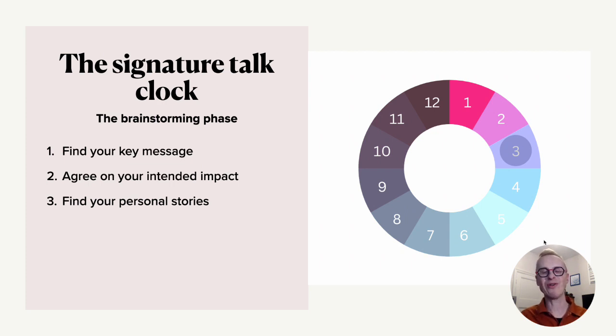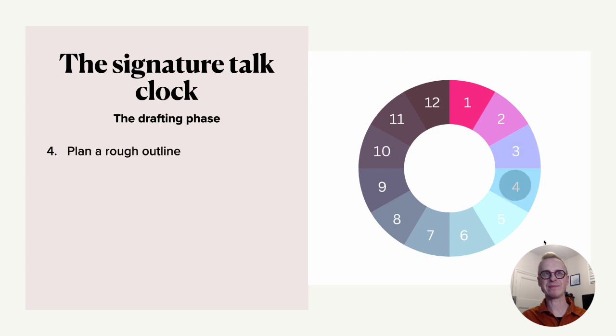So we've got our stories then. What else can we do? What else can we do to develop our talk? So step four then, once we've found the stories that we want to use, is to plan a rough outline.